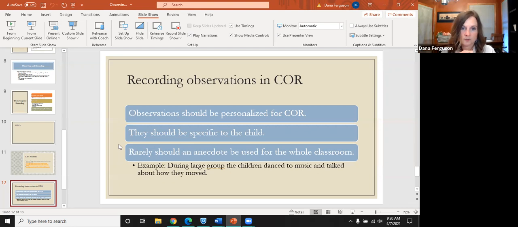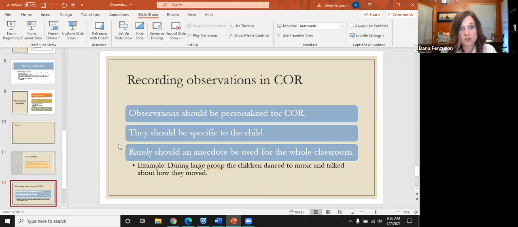specific individual anecdotes. So I'm going to give you an example of an anecdote that I've seen used before. This one says, during large group, the children danced to music and talked about how they moved. And this was put on pretty much every one of the children's Core. So this really is not useful for that individual child. If I go to the child and it says, during large group, the children danced to music and talked about how they moved, that really doesn't give me a clear picture at all of what the child did or where the developmental skill is.